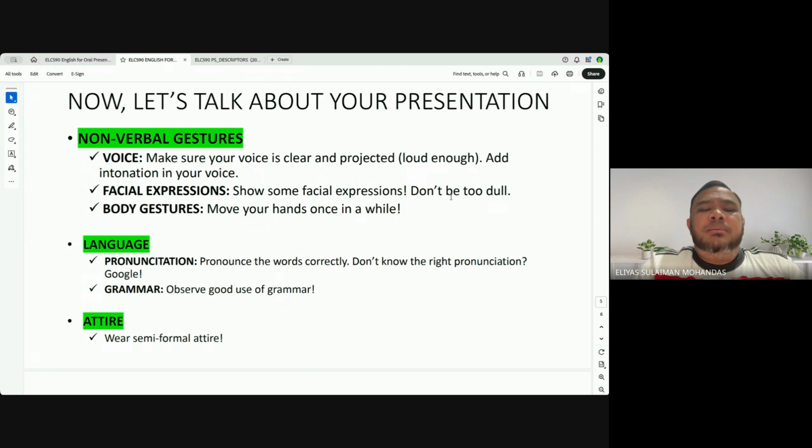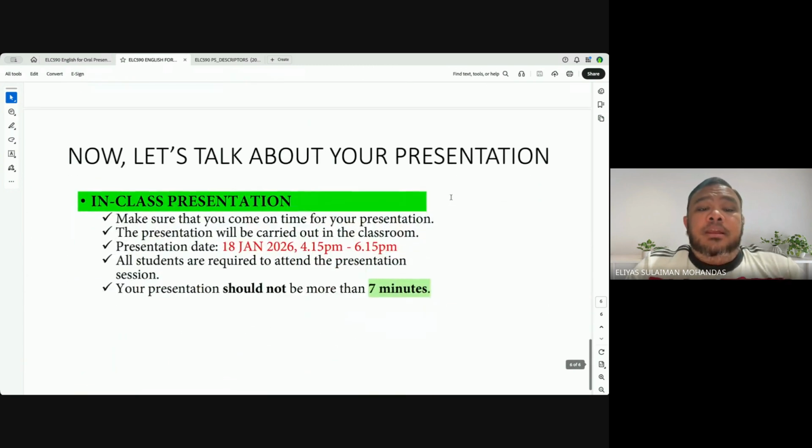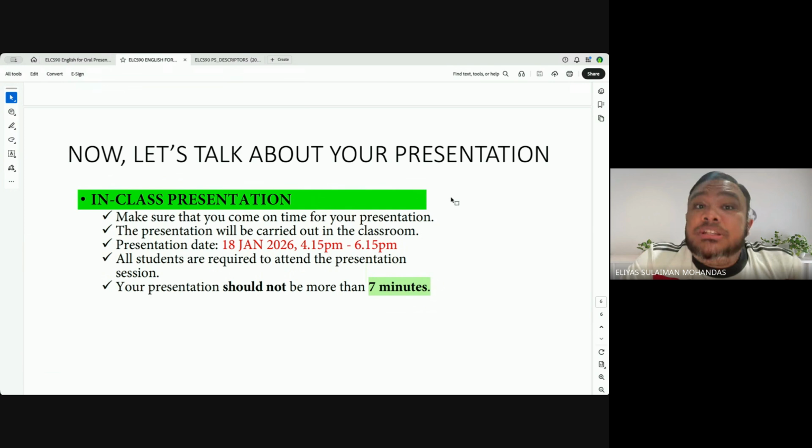Ya, sebab bukan you dapat markah yang penuh pun atau banyak when it comes to attire. As long as you wear something that is considered as, orang kata convenient and it suits your presentation, then it should be okay, right? Okay. Now let's talk about the presentation itself.